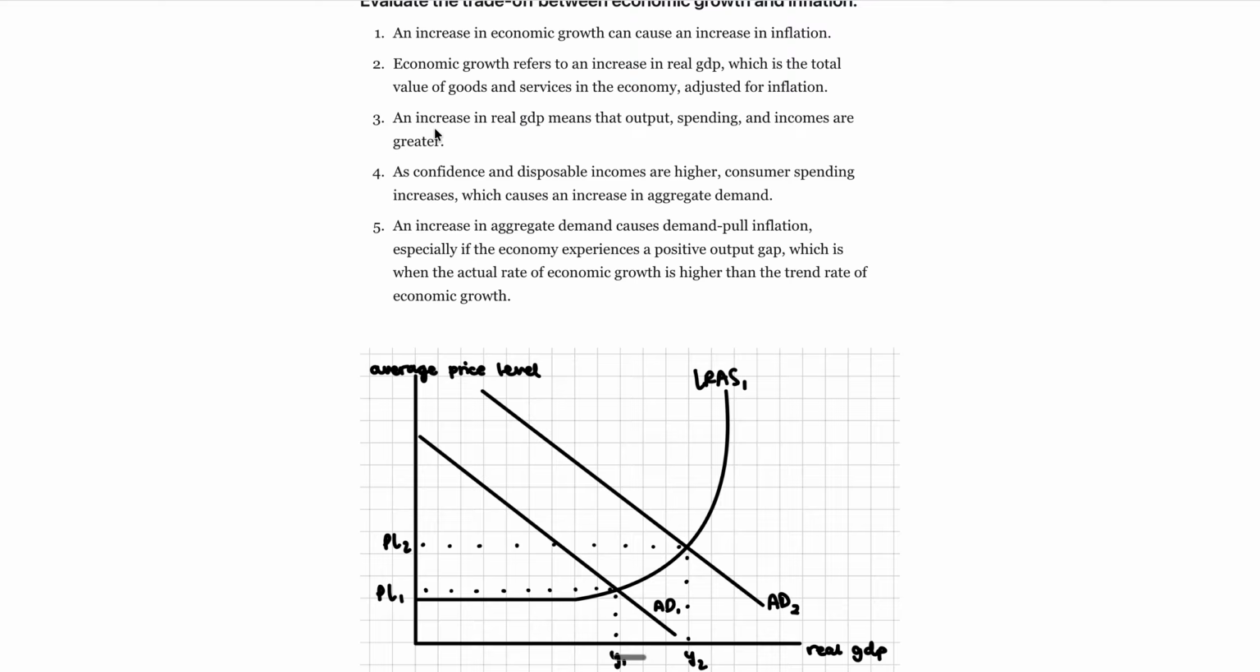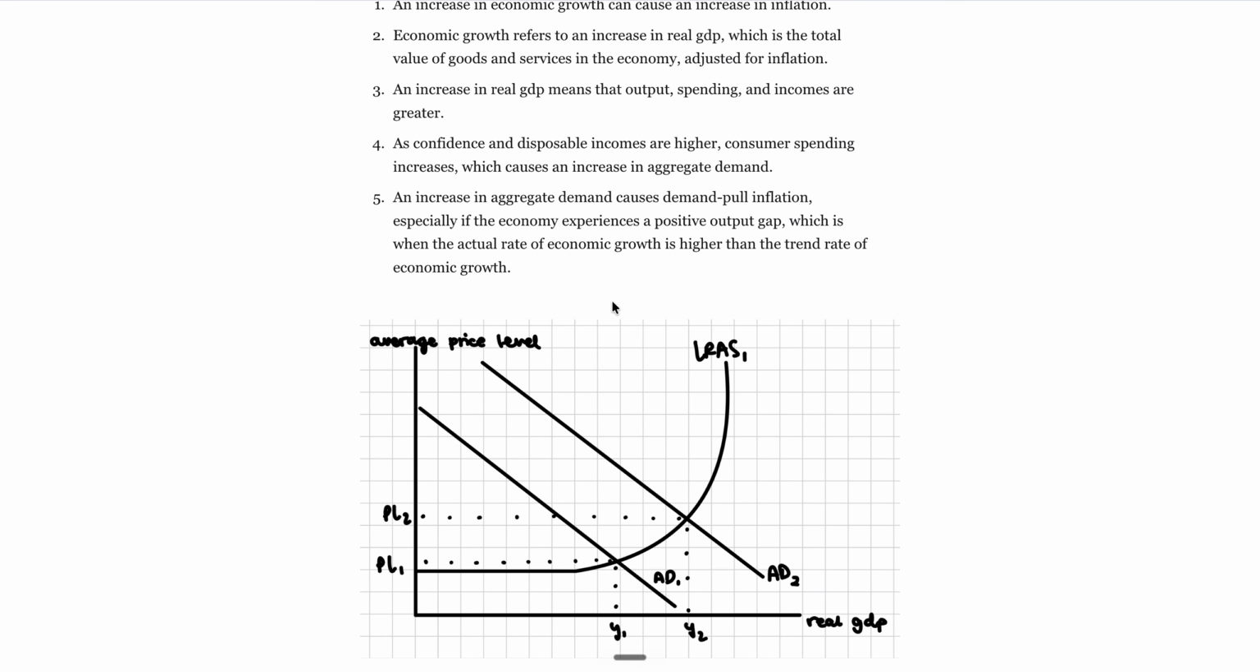An increase in real GDP means that output and therefore incomes are going to increase. And as disposable incomes are a factor that affects consumer spending, which is a component of aggregate demand, aggregate demand will increase. We can even use a positive multiplier effect here to go into further detail, but for now, let's say that an increase in aggregate demand will always cause demand pull inflation.